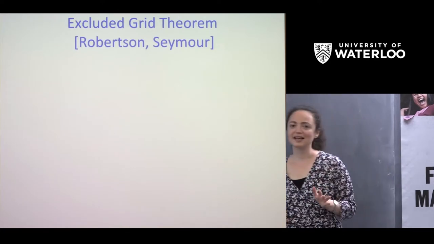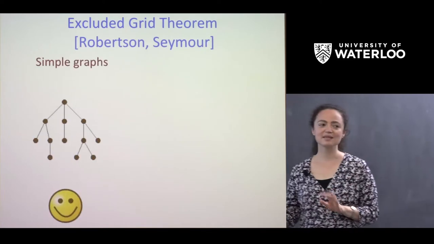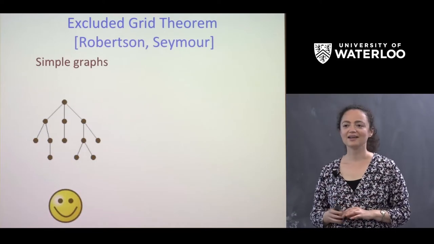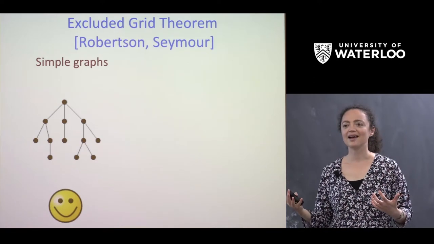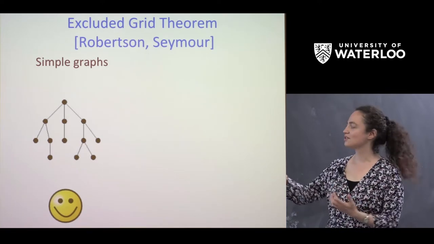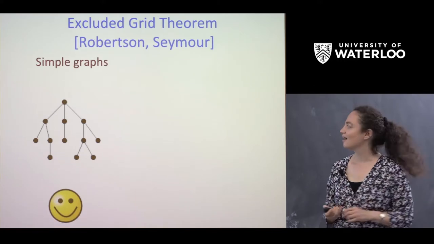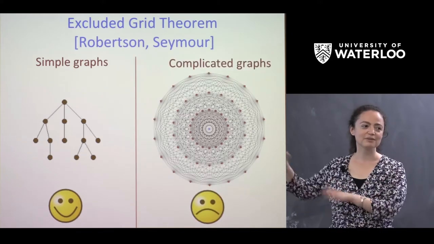So the intuition is like that. We have these nice simple graphs called trees, and we really like them because they're usually easy to understand. For many problems, you can solve them efficiently on trees. And then you have these really complicated graphs that we don't know what to do with, right?